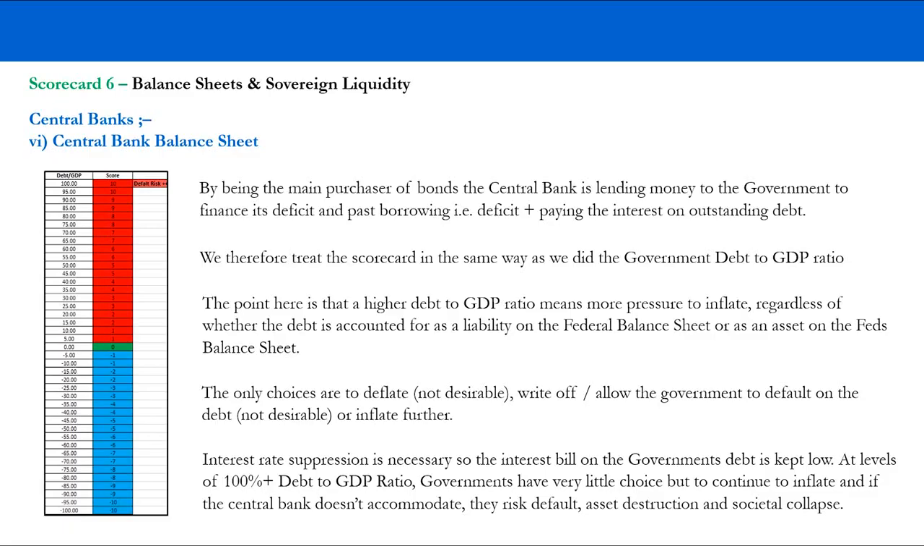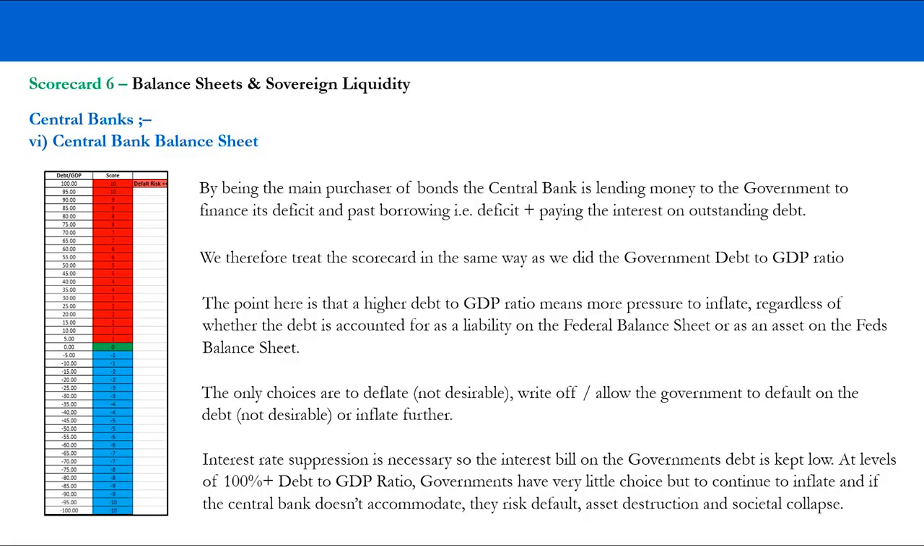The only choices are, like when we looked at government debt earlier, to deflate, not desirable, or write off or allow the government to default on debt, which is obviously not desirable, or inflate further. So interest rate suppression is really necessary from open market operations from the Fed. So the interest bill on the government's debt is kept low because the government's debt is 100% debt to GDP ratio. So outstanding debt, if you recall from earlier, is at 100% in terms of its ratio to GDP. So governments have very little choice but to continue to inflate. And if the central bank doesn't accommodate this, they basically risk default or asset destruction and possible societal collapse.